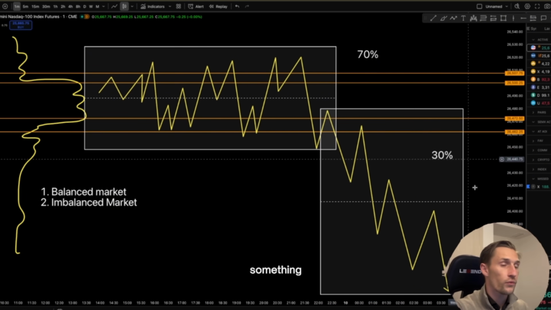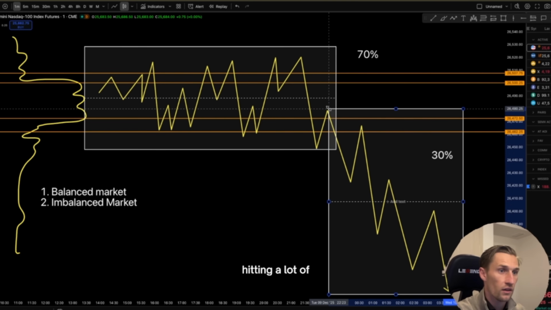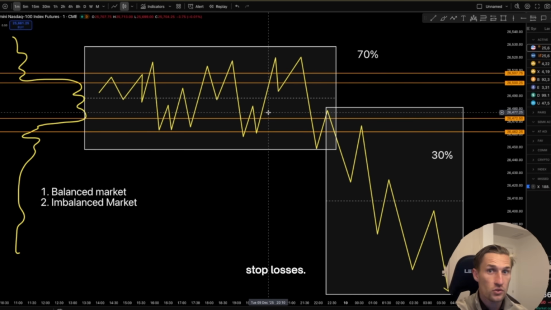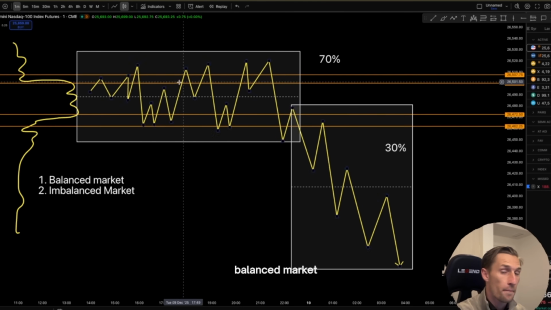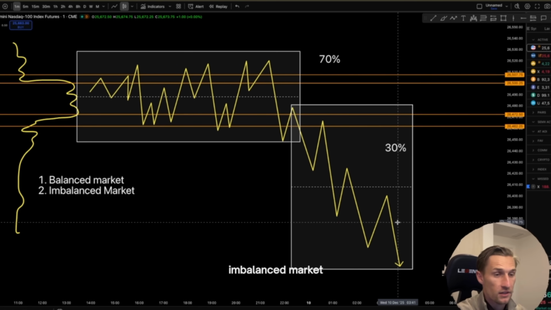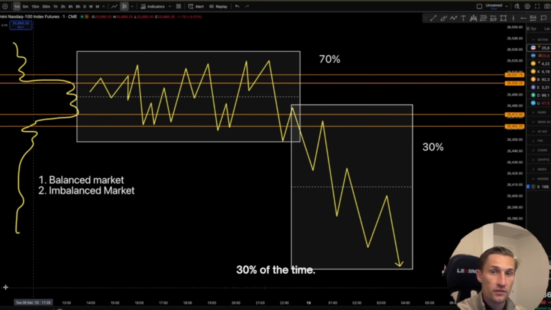So this is already something where a lot of traders are burning their fingers, hitting a lot of stop losses, because if you're trying to trade the breakout here, or here, well, that's already 5 stop losses. So remember, we have a balanced market where we trade 70% of the time, and we have an imbalanced market like a trending market, and that we are doing 30% of the time.